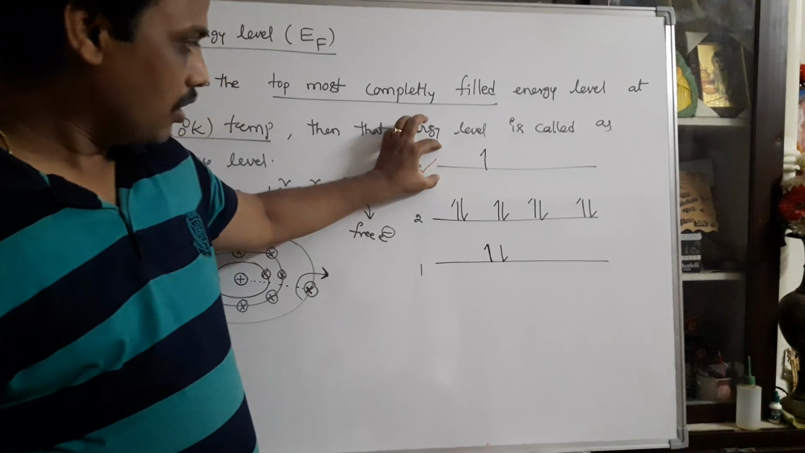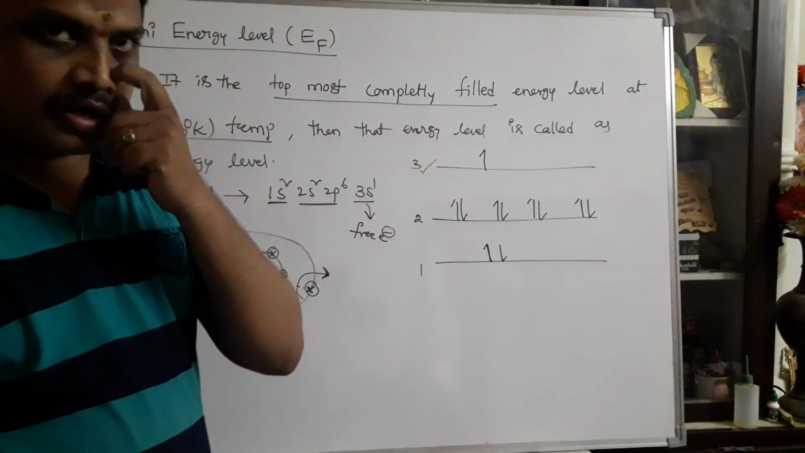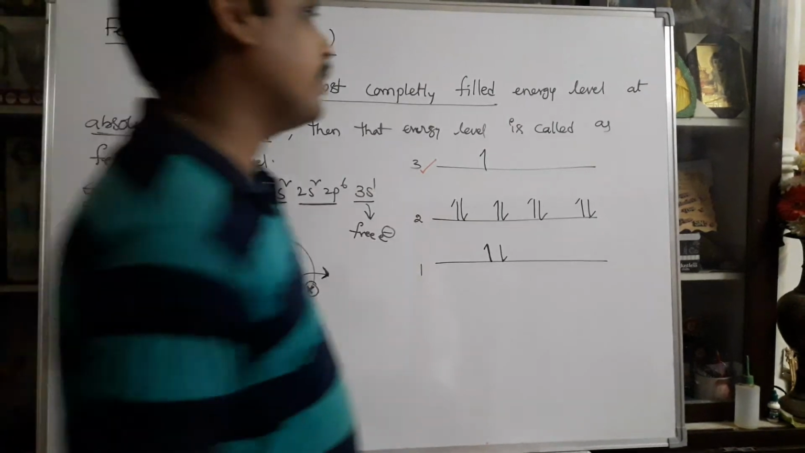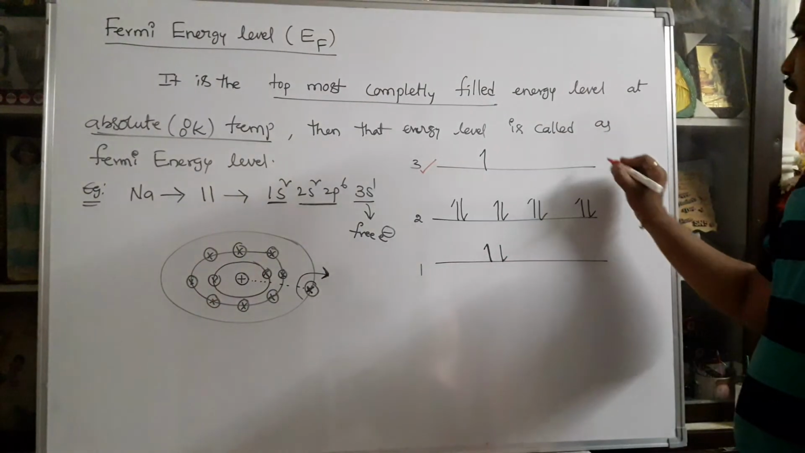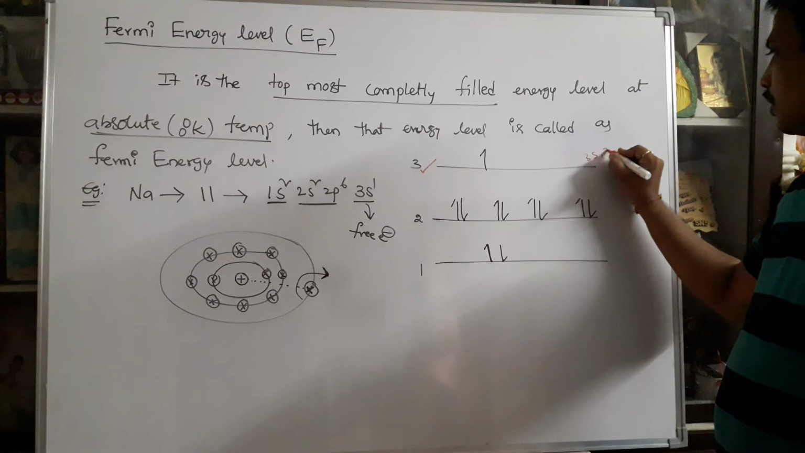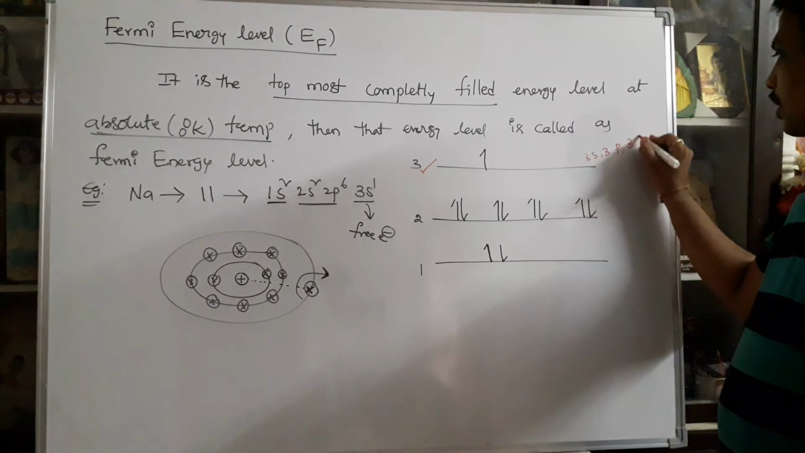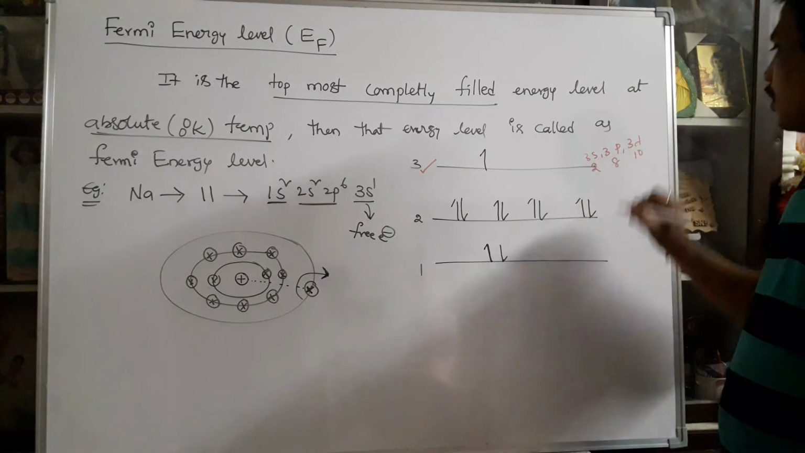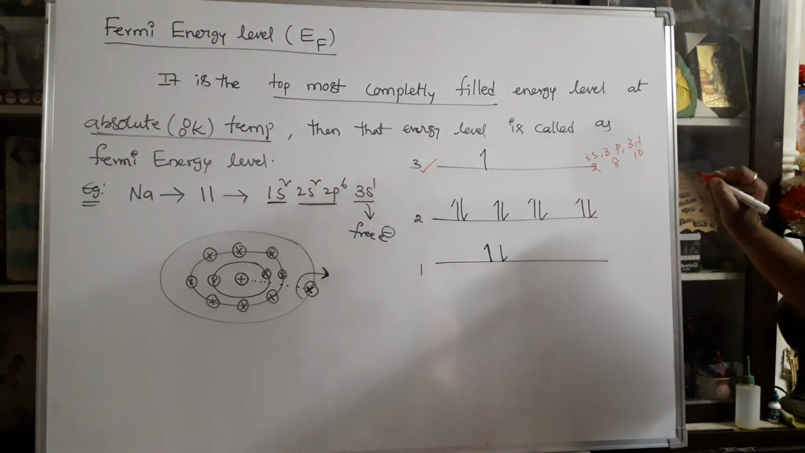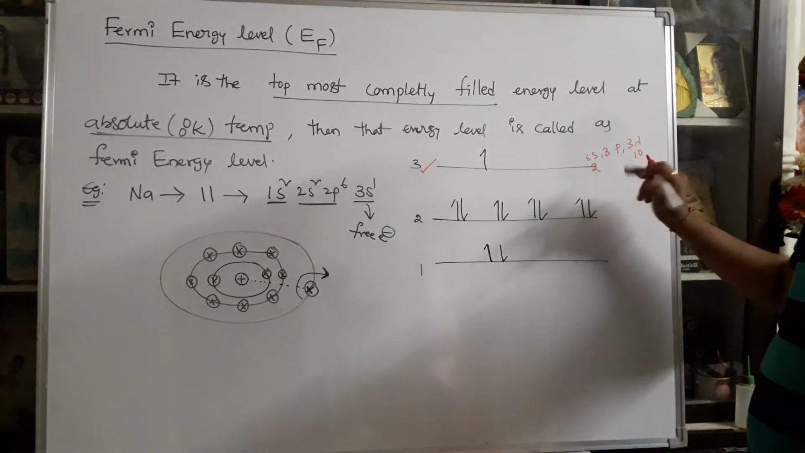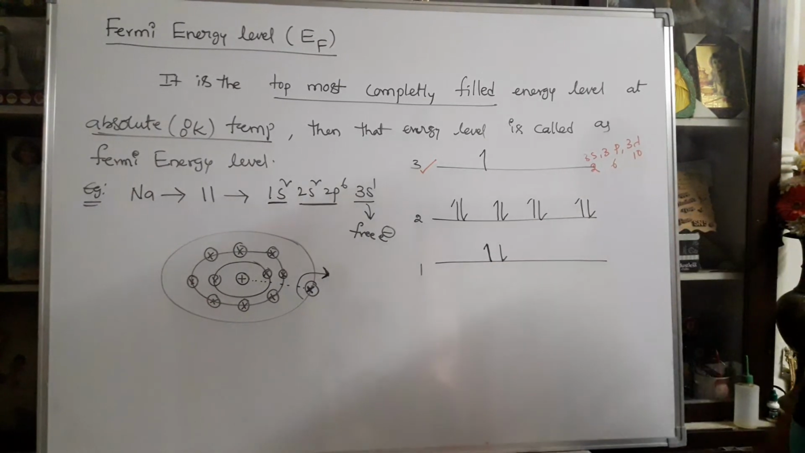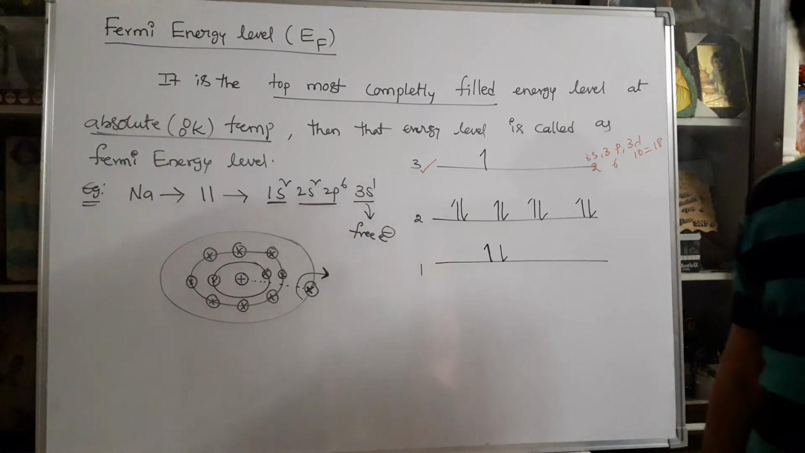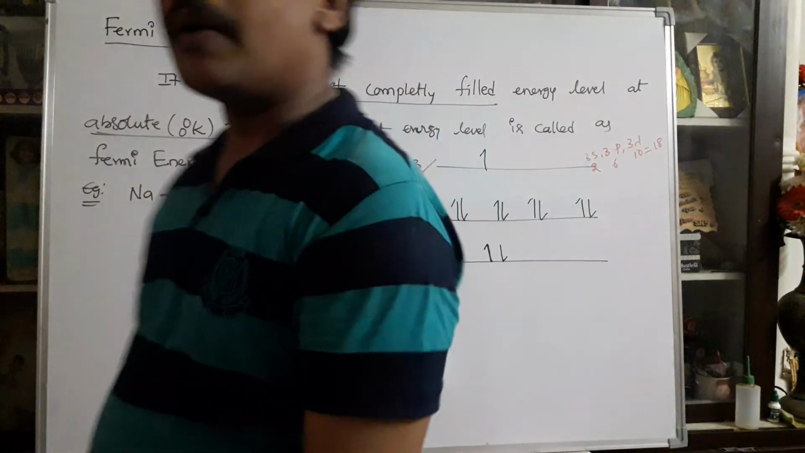Here the third orbit is not completely filled, because in the third orbit, how many electrons are filled? 3s, 3p, 3d. In the s orbit 2, in the p orbit 6, in the d orbit 10. Px, Py, Pz. So totally how many electrons? 18 electrons are filled. Totally 18 electrons filled is nothing but completely filled.